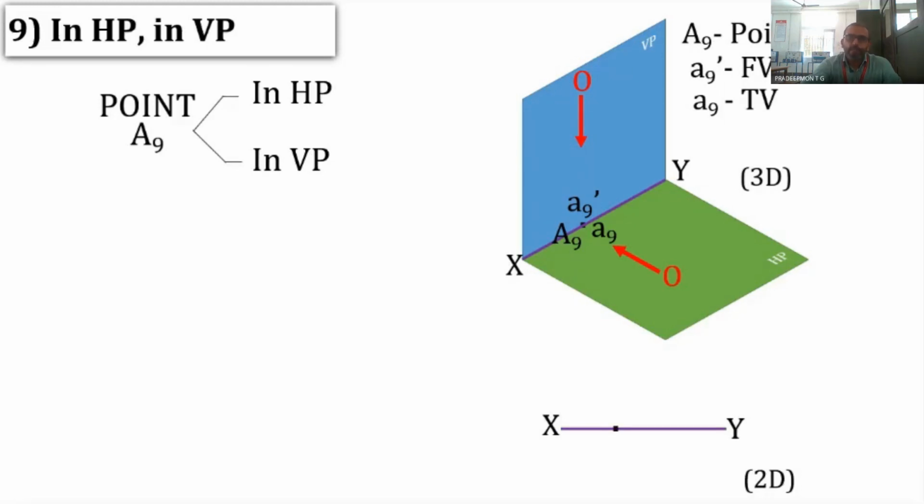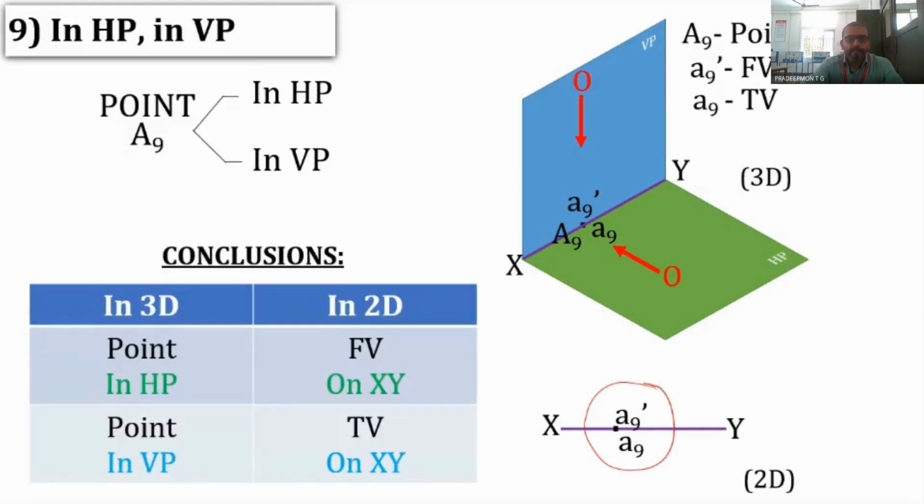So this is A dash as well as A. Both points, that is the front view and the top view, will be the same, a single point on the XY line in 2 dimensions if the point is lying in XY line. So the conclusions: in 3D, if the point is in HP, the front view will be on XY, and if the point is in VP, the top view will be on XY. So that is the 9 different conditions. We have discussed the 9 different conditions.